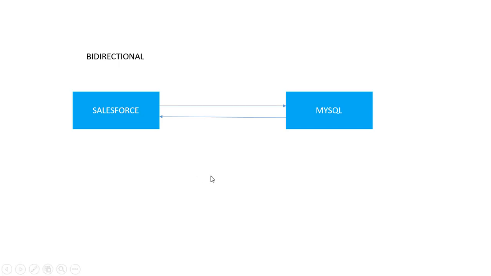These are not the only ones, but these four are the major integration patterns. What are the integration patterns? The first one is data migration. The second one is the broadcast integration pattern. The third one is the aggregation integration pattern. The fourth one is the bidirectional integration pattern.